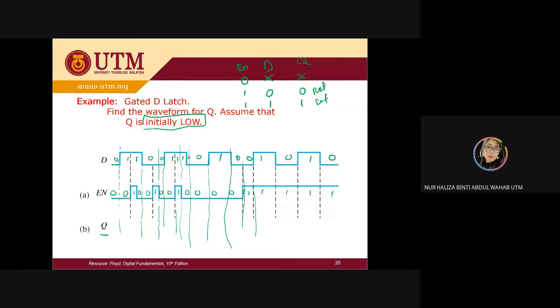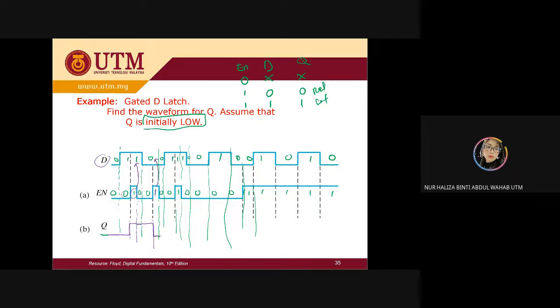Okay, my output. I changed the color again. My output, first it is 0, so no change. This one is no change. It will remain the same until I meet my 1 here, I need to refer to my D or my input. D is 1, so I'm going to get 1. This here, I have 0, remain no change. This here is 0, remain no change. And I meet 1 here, I need to refer to my input. My input is 0.